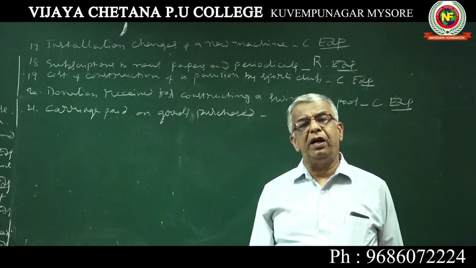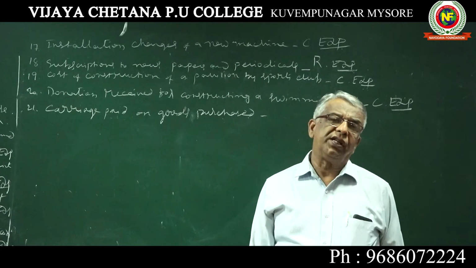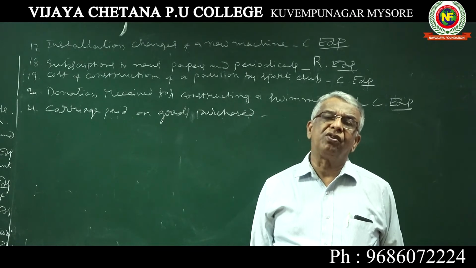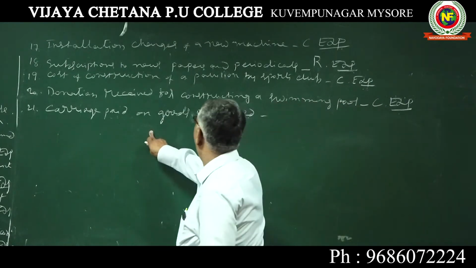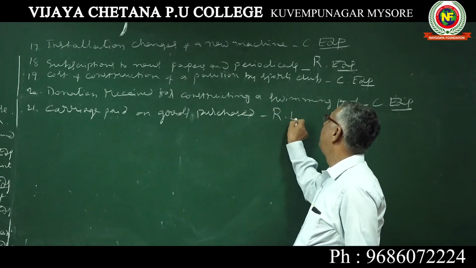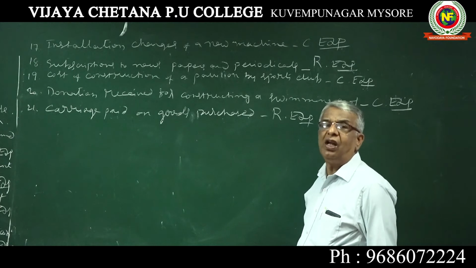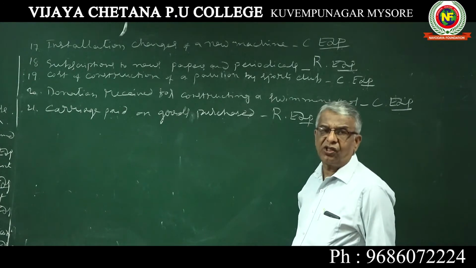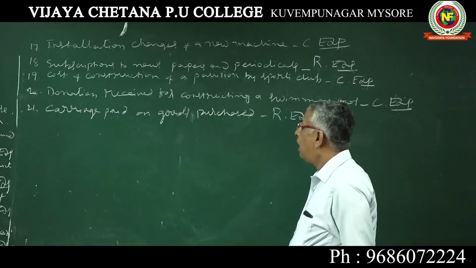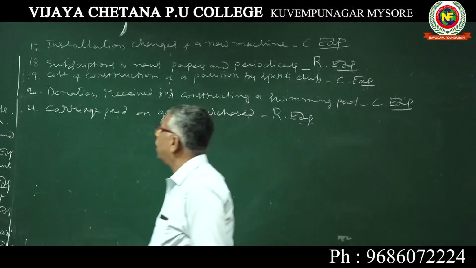So whatever amount is spent in bringing the goods from the place of purchase to the place of the not-for-profit organization, it is an expenditure incurred. It is recurring in nature. So therefore, this carriage paid on goods purchased is a revenue expenditure. They are supposed to pay frequently. Whenever they buy goods, they have to pay carriage charges to bring the goods from the place of supply to the place of their own building.